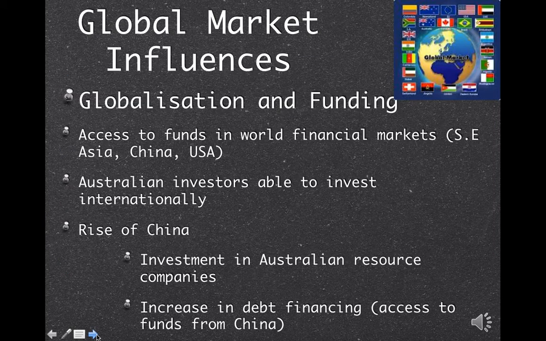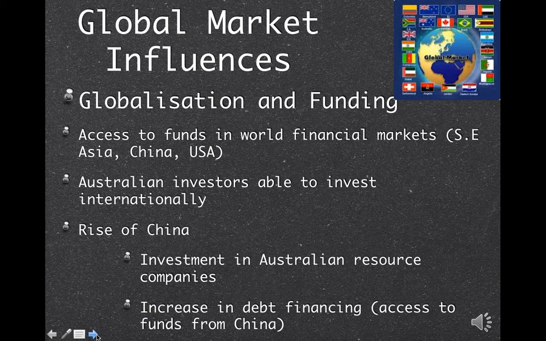One of the next areas we're going to look at is global market influences. This is the idea of globalization and funding. Now, with the advent of globalization over the last 30 or 40 years, businesses have been able to access funds or capital, not just from internally in Australia, but from all around the world, specifically recently from Asia, including China.